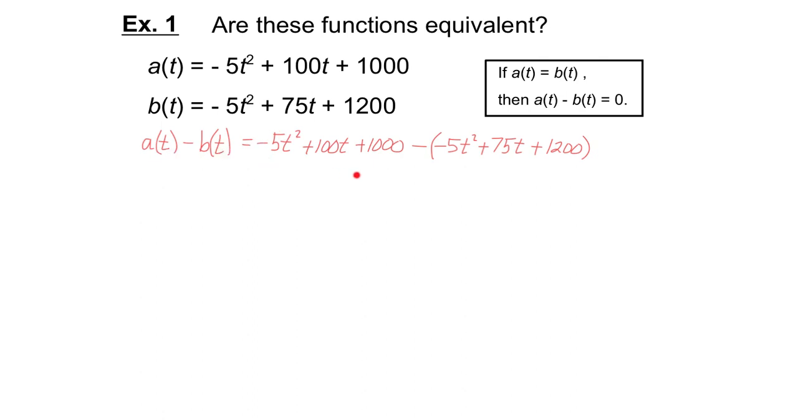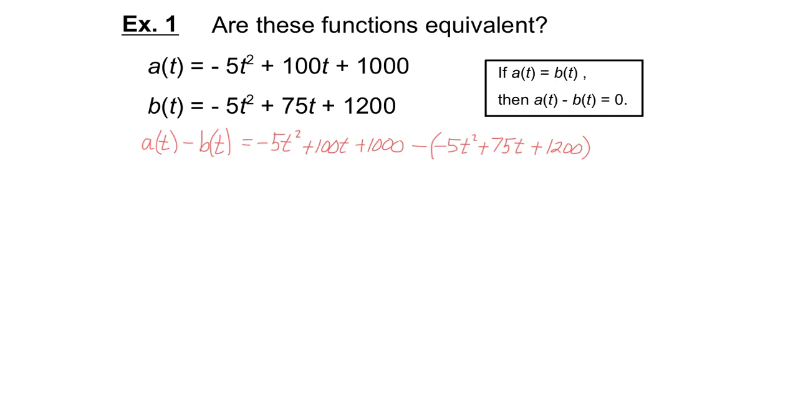Well, a of t is this, negative 5t squared plus 100t plus 1,000. And I'm trying to subtract b of t, which was negative 5t squared plus 75t plus 1,200. So this is what I'm trying to simplify. Really, I'm just simplifying this expression. So when we simplify an expression, we want to get rid of any brackets and then identify like terms and then add and subtract the like terms together.